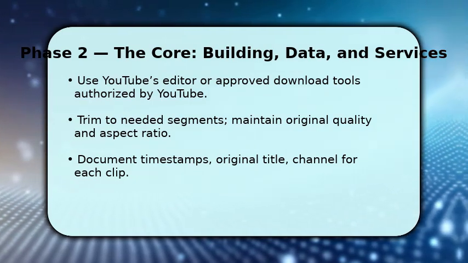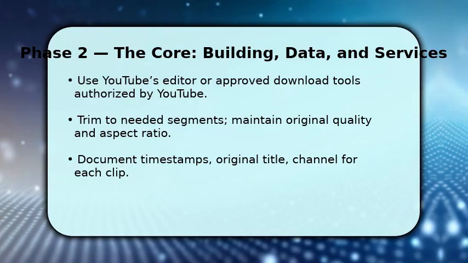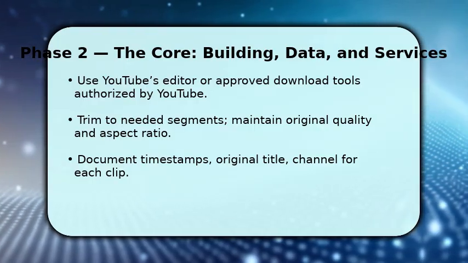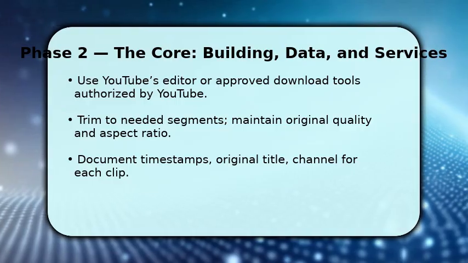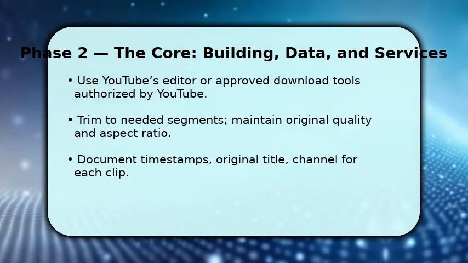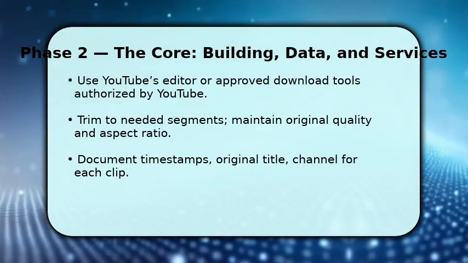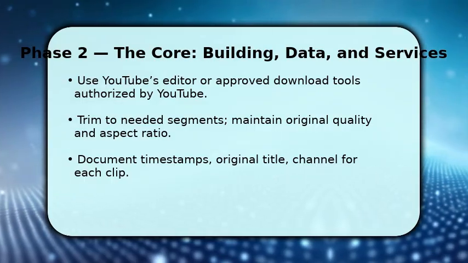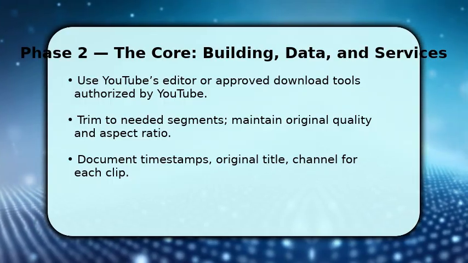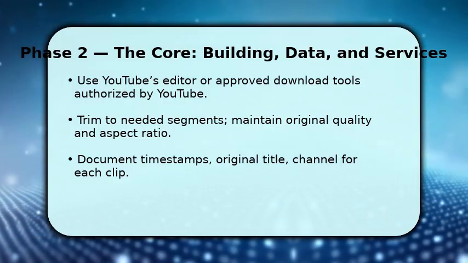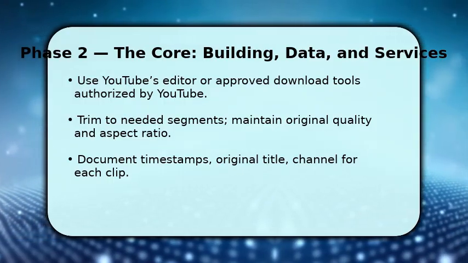Avoid unapproved downloaders. Once you have access, trim to the exact timestamps you need, keep the original aspect ratio, 16:9 usually, and preserve bitrate to avoid artifacts. While editing, log each clip's original title, channel, and timestamp so attribution is precise. This record prevents disputes and makes your credits accurate and professional.